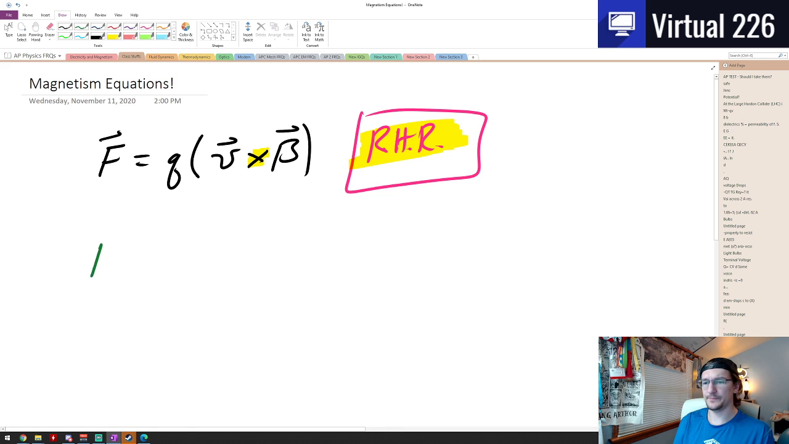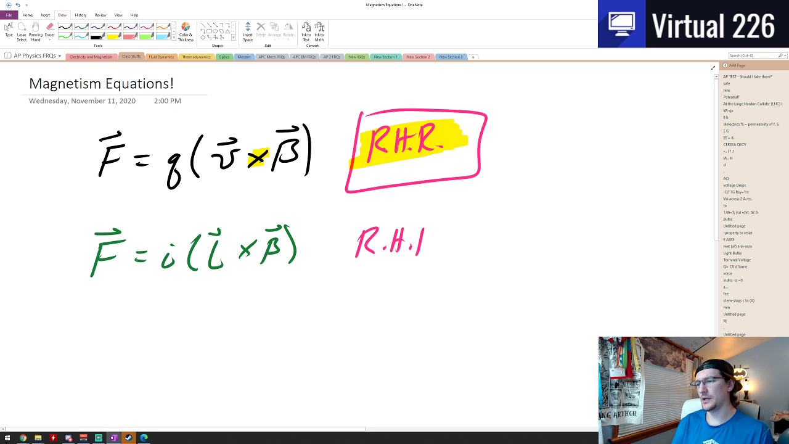We also know that if we have a current carrying wire, that current carrying wire, along its length, crossed with the B field that it's within, will feel a force. What does that do? The right-hand rule. Okay, cool.